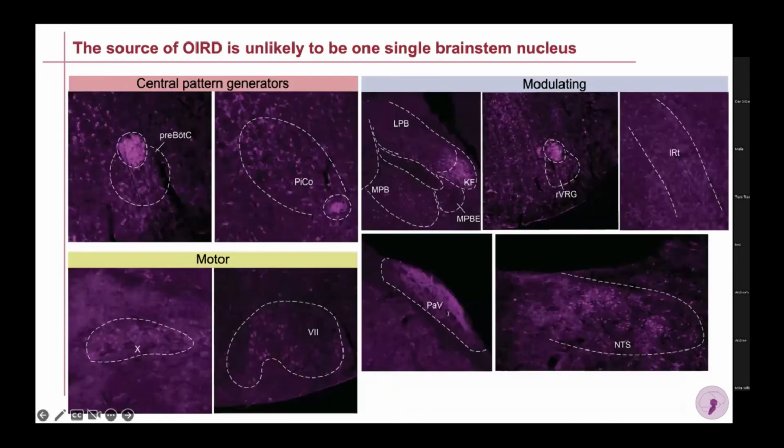Crucially, I found that the mu opioid receptor is really expressed diffusely throughout the respiratory brainstem. It's found in central pattern generators, modulating nuclei, and motor nuclei. What these findings highlight to me is that OIRD is unlikely to be driven by the actions of opioids at any one site in the brainstem, and rather it's due to the cumulative effect on many nuclei, making it a tough proposition to develop targeted drugs like I mentioned earlier.